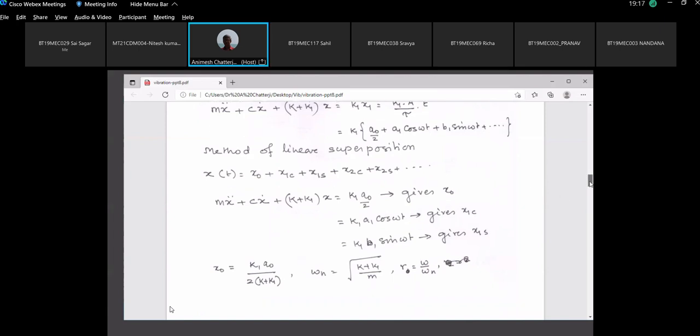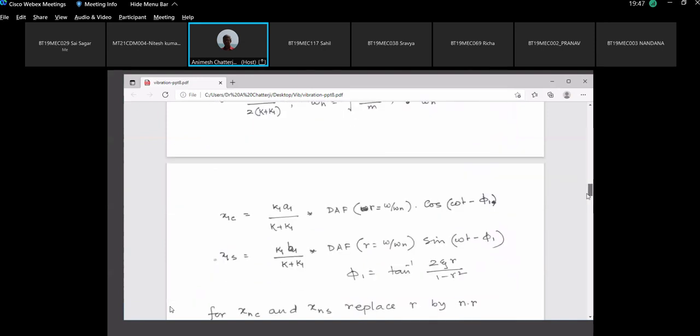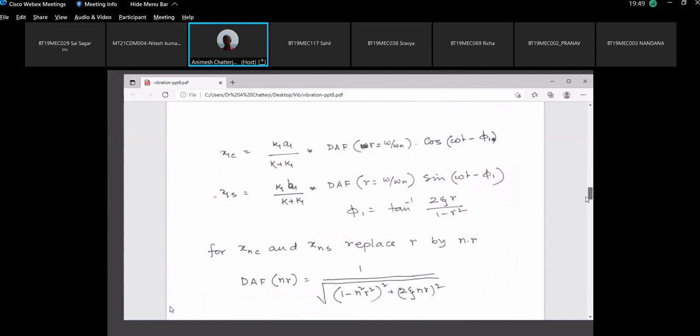Fine. Remember, dynamic amplification factor R is omega by omega n, but omega n is square root K plus K1 divided by m. Omega n is square root K plus K1 divided by m. Remember that. Now, this is for A1 cos omega t, B1 sin omega t, A2, B2, A3, B3. How many terms we should find out? So this is how finally things come up.